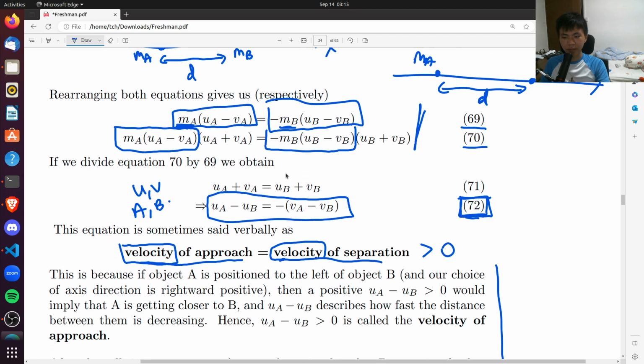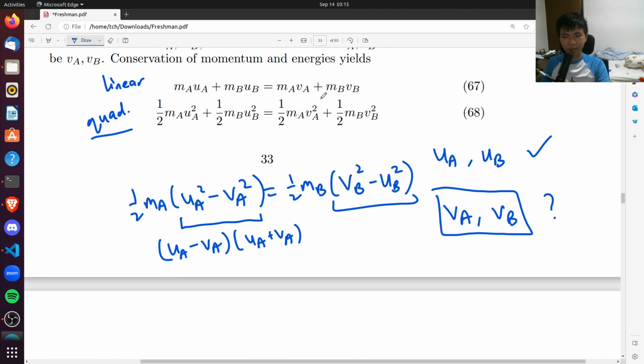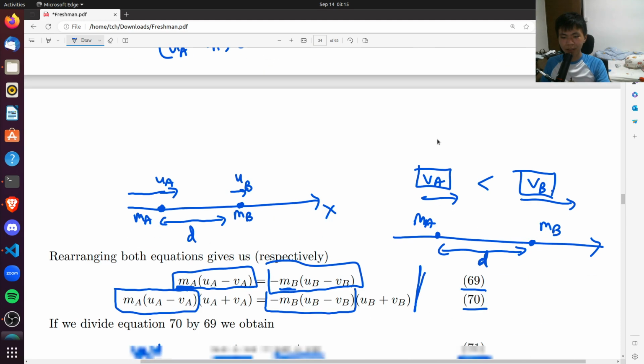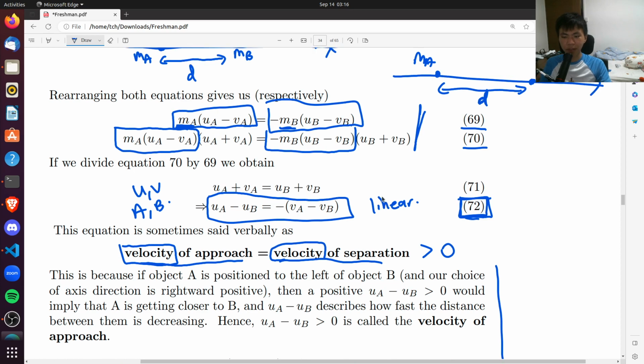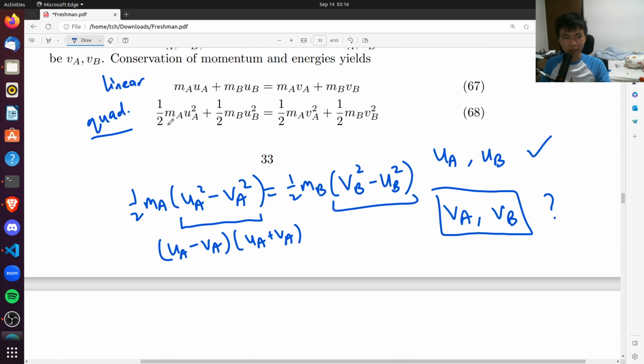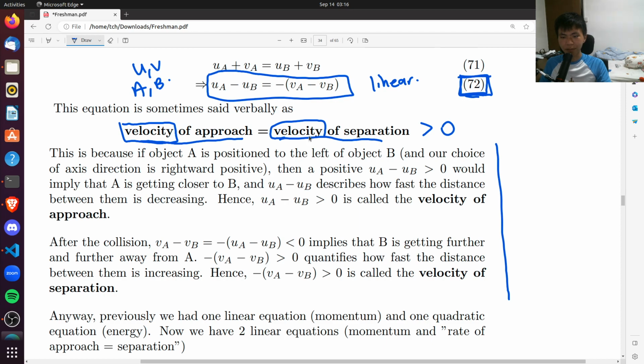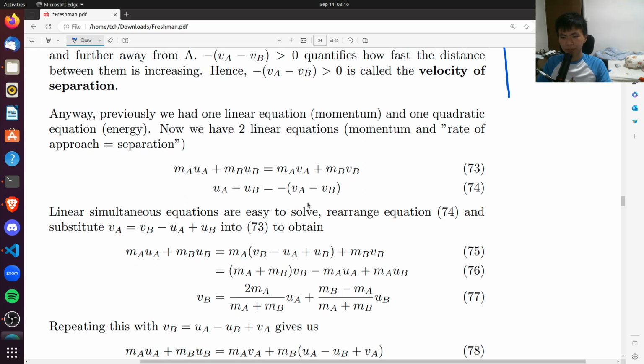that we can use to solve simultaneously with the momentum equation. So basically the rate of approach equals rate of separation equation is a rephrasing of the conservation of energy equation. From quadratic to linear. So now we have two linear equations instead of one linear, one quadratic, and that is much easier to solve. And the rest is easy because linear equations are easy.